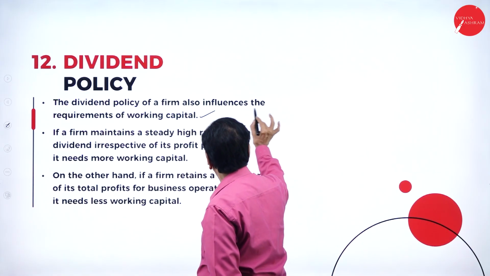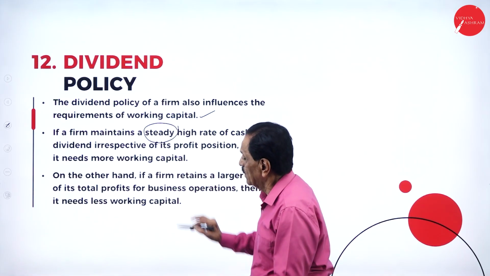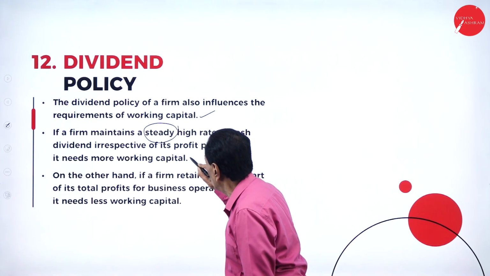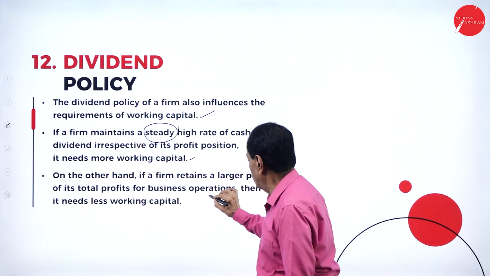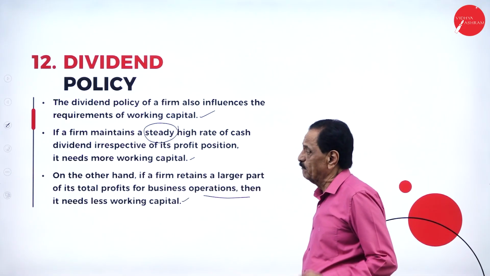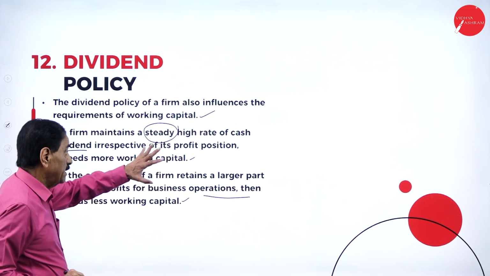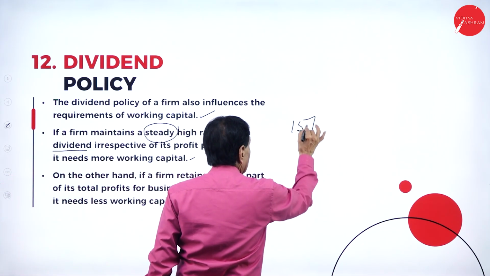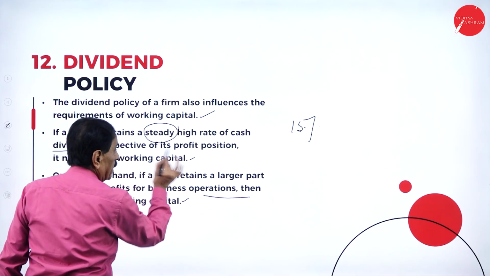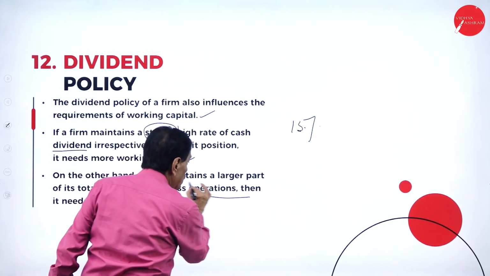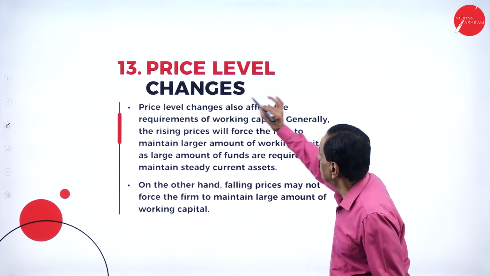The dividend policy of a firm also influences the requirement of working capital. If a firm maintains a steady or high rate of cash dividend, irrespective of its profit position, it needs more working capital. On the other hand, if a firm retains a large part of its total profit for business operation, then it needs less working capital. Here, if a firm declares a dividend of about 15%, whatever may be the profit, we have to pay 15 irrespective of the profit position. It needs more working capital. 13. Price level changes.